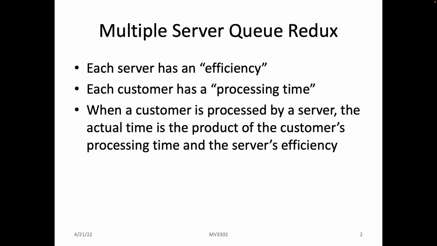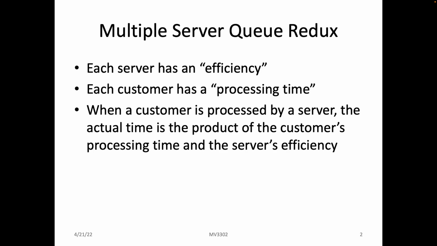So if a customer comes in and they have 1 hour worth of work and they're being processed with a server with an efficiency of 1, it'll take 1 hour. If the server has an efficiency of, let's say, 0.5, then it'll take a half hour. That's just the way it's modeled, and you could go either way: do you want to multiply or divide? Multiplication is easier and faster than division, so we're going to multiply.